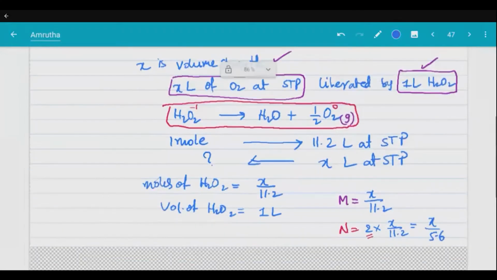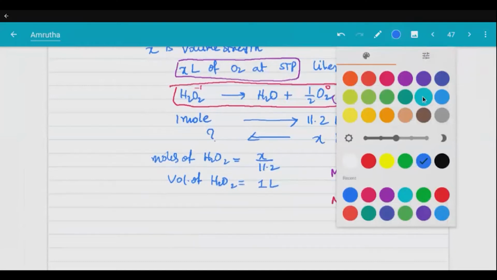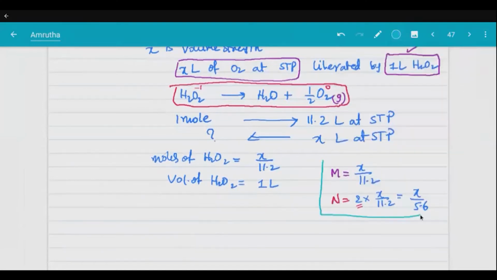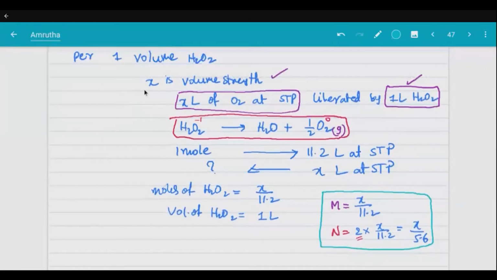So this is our relations, no? Molarity, normality, and volume strength. Normality equal to X by 5.6. What is X? X is volume strength. We defined it, right? Clear? Fine. Now let us come back to the question. These are our useful formulae. We must know this, then only we can find out volume strength.